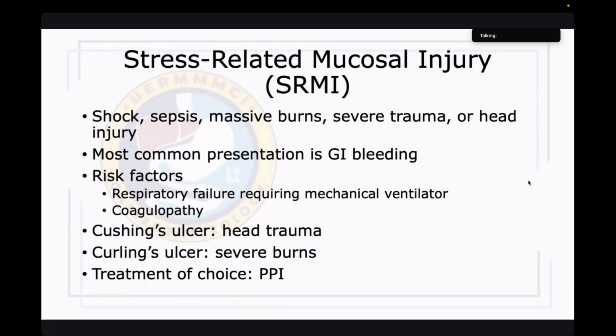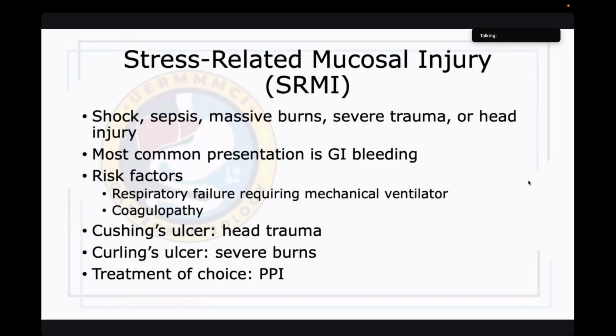The next PUD-related condition that we're going to discuss is stress-related mucosal injury. These are acute erosions and ulcerations in the stomach, especially in the fundus and body, or in the proximal duodenum. This is commonly seen in patients with severe physiologic stress, such as those suffering from shock, sepsis, massive burns, severe trauma, or head injury. The most common presentation is gastrointestinal bleeding. So the upper GI tract is the source of bleeding. It's usually black tarry stools or melena.